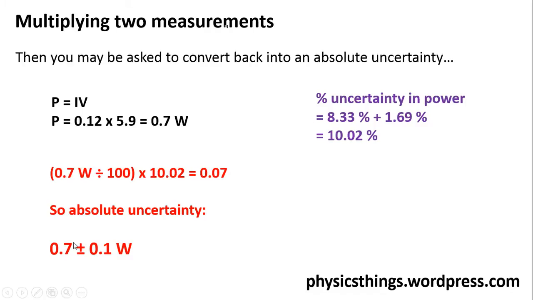But you will notice here that while my absolute uncertainty was 0.07 watts, I've rounded it up to 0.1 because my reading was only accurate to 1 decimal place. It's always worth showing your working when you do this though, because you can never be entirely certain which way the examiner is going to go on decimal places and sig figs. Always show your working.